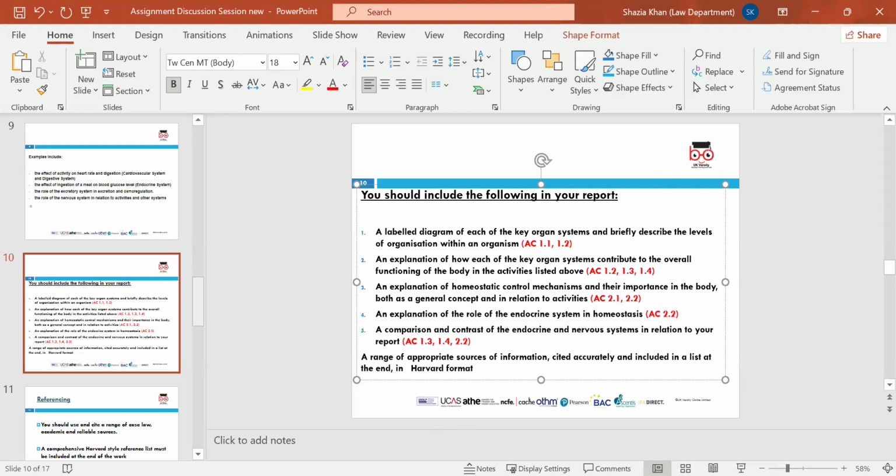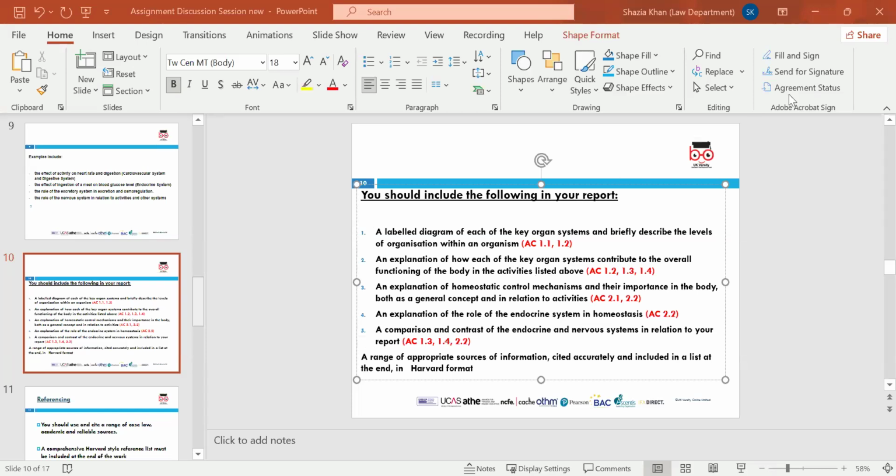What does that mean, with the comparison? That is the differences. Yes. So what would you be looking at? The differences between the endocrine system and the nervous system. Yes, you would be looking at that in relation to your report. So your report's at the top, isn't it, what you're doing?